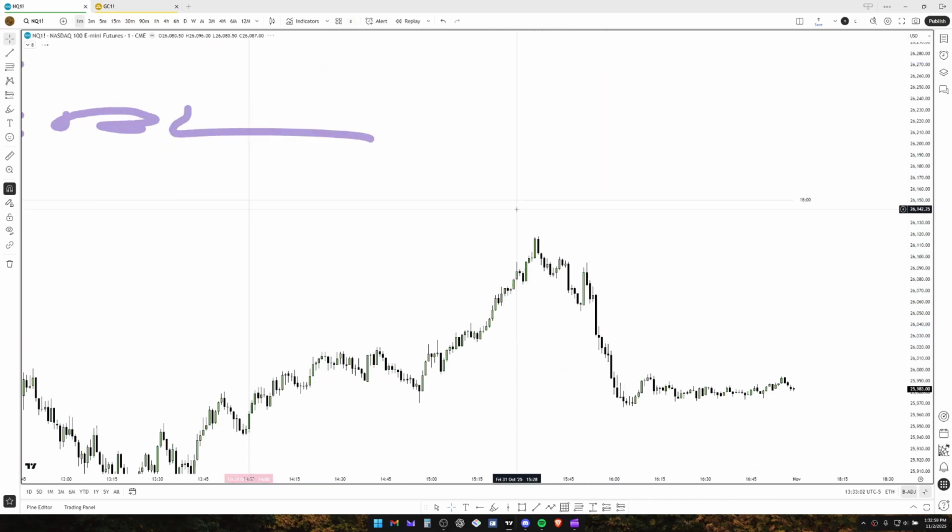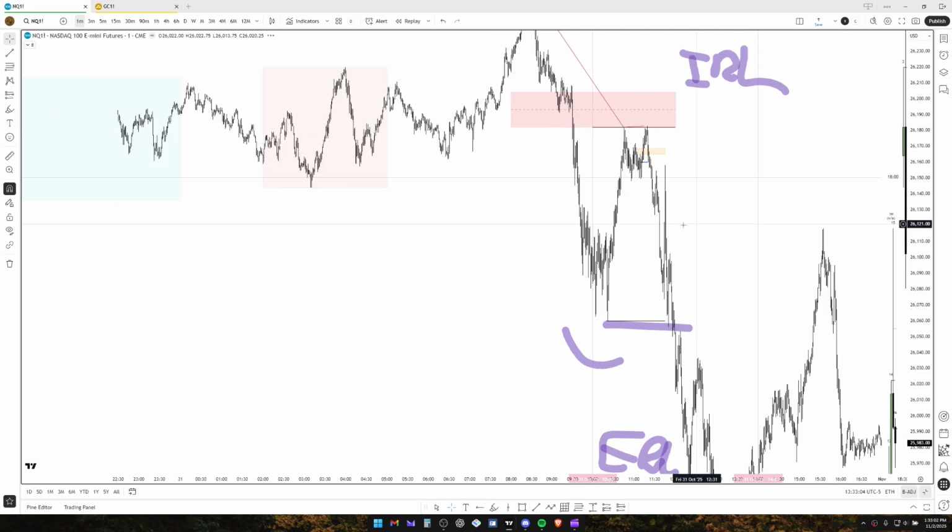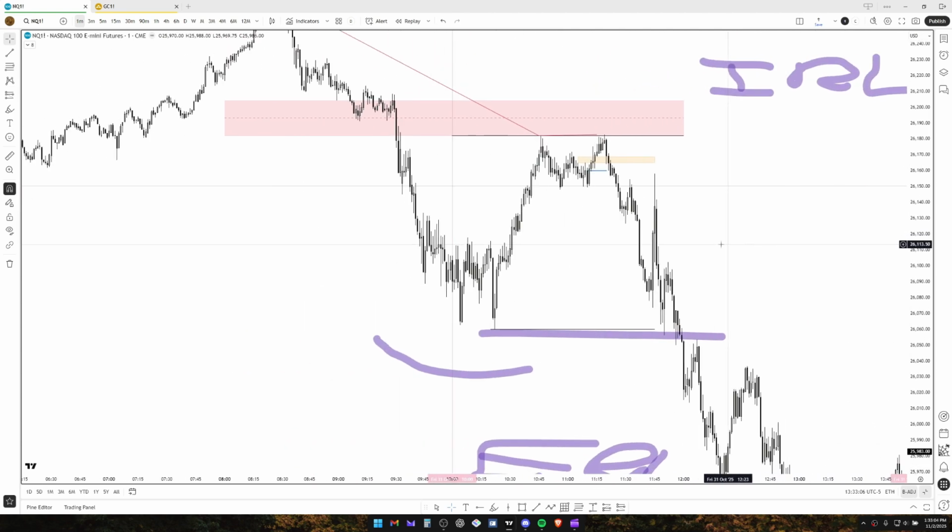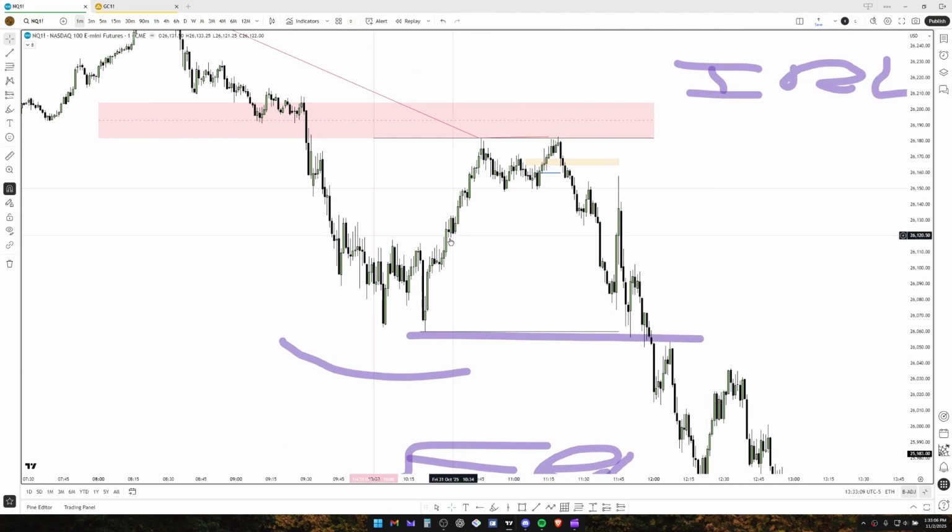Okay, so let's look at the power of 3. Yep, let's look at the 1 minute. We can even see clearly the sell side and the buy side of the curve. So everything, all the order flow, is following on the buy side of the curve.